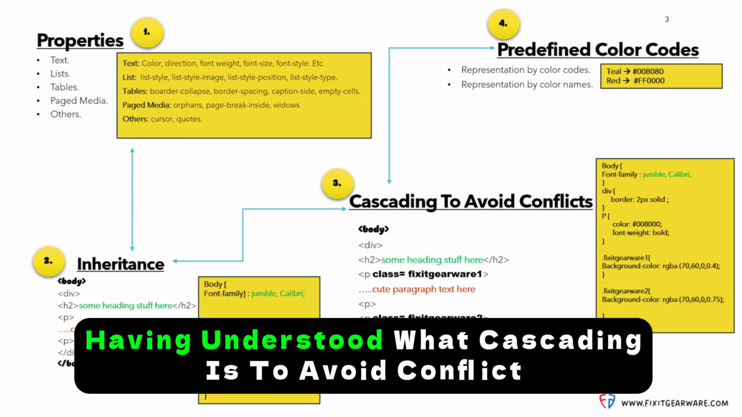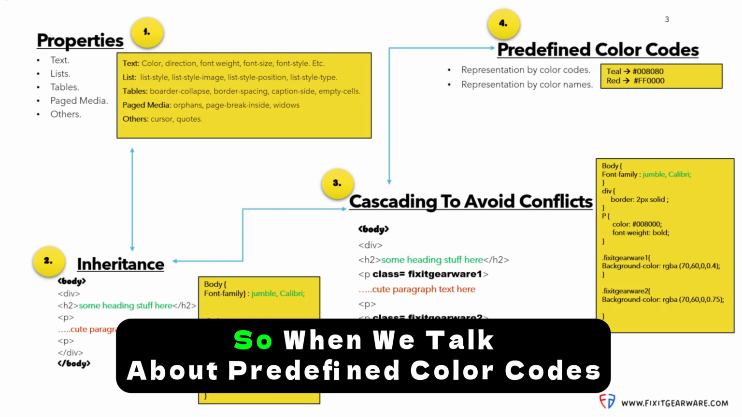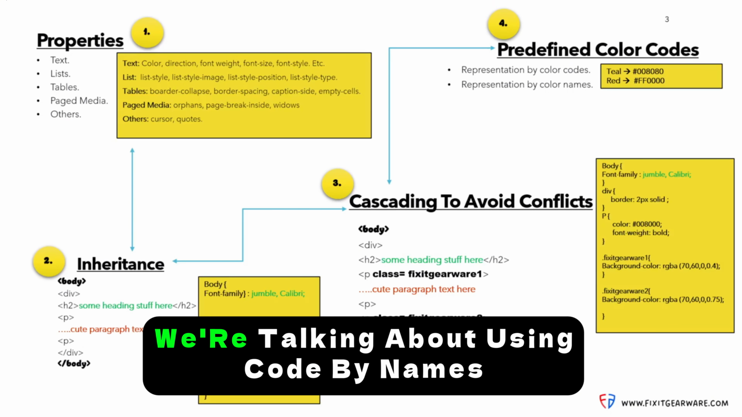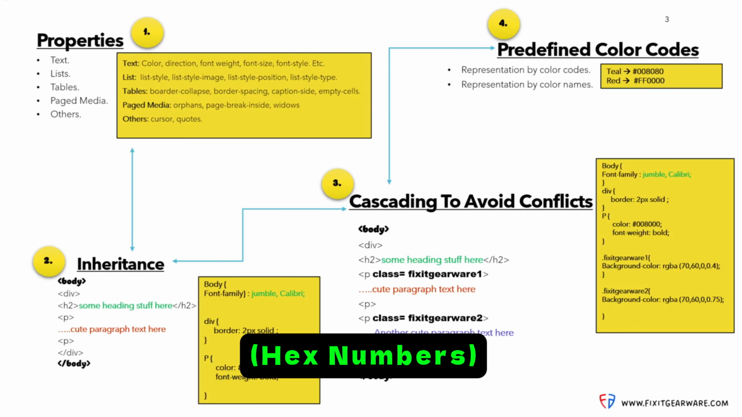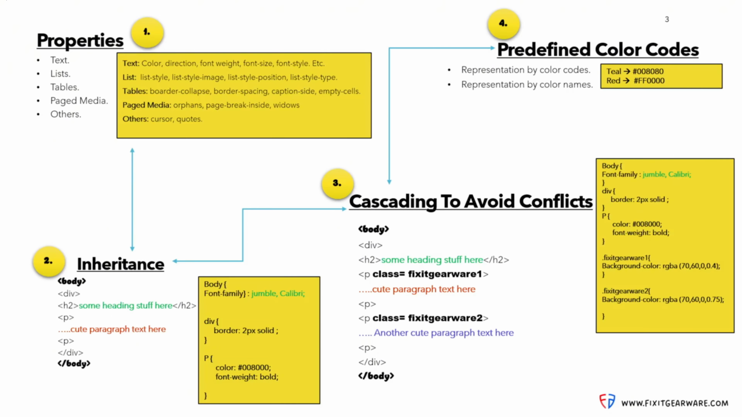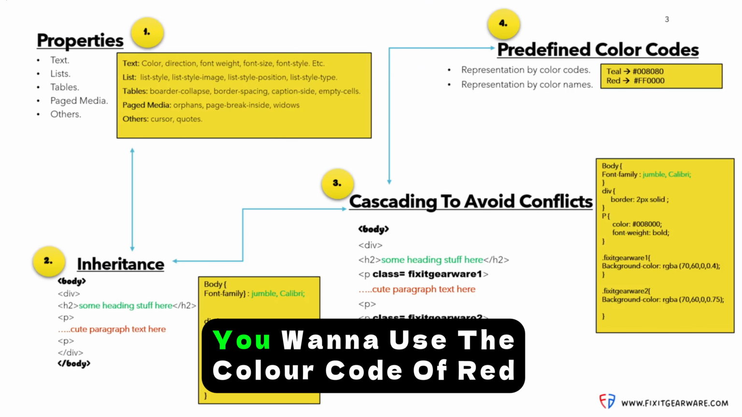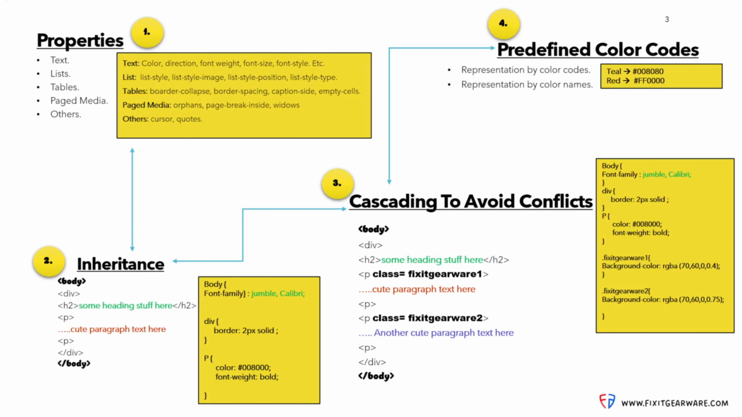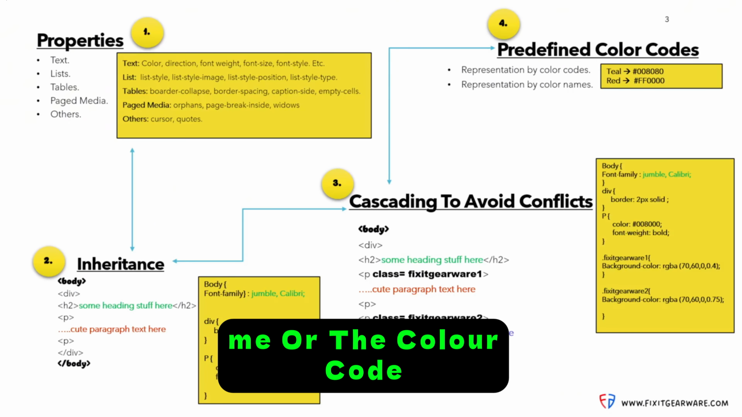Now, having understood what cascading to avoid conflict is, let's now understand why predefined color codes are very important in CSS. When we talk about predefined color codes, we're talking about using colors by names or by color code numbers. You should understand these two properties profoundly well, because when you are designing a website, let's say, for example, you want to use the color red in the first paragraph. You can either use red as a name or the color code.